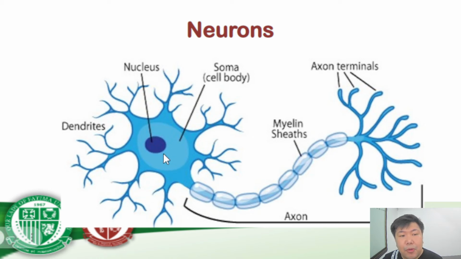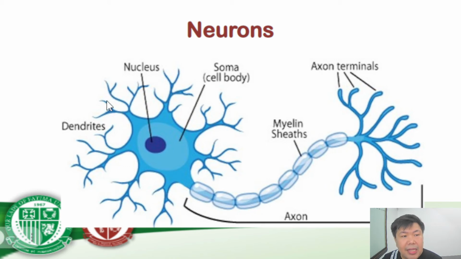One of the most important cell organelles found in the soma is your nucleus. Because again, the nucleus is the control center of any cell. Right? So we have the nucleus. If you will look at the soma, may mga branch extensions, 'di ba?